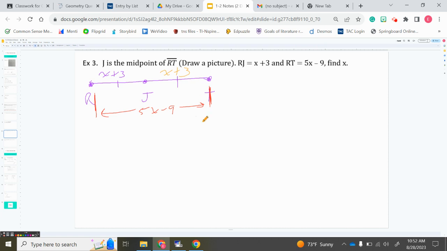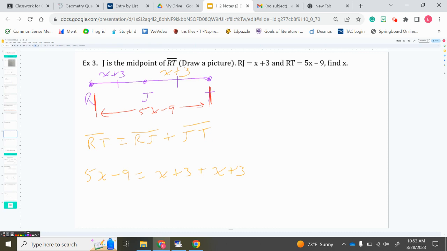That is super important. And it's not that the visualization was wrong, it's that dividing by 2 is not the approach. If you divided this by 2, technically you're supposed to get these parts, but they're not going to equal x plus 3. It gets mucky. So the easiest way to handle this is to solve for x. We're going to have RT is equal to RJ plus JT. So this is going to be 5x minus 9 equals x plus 3 plus x plus 3.